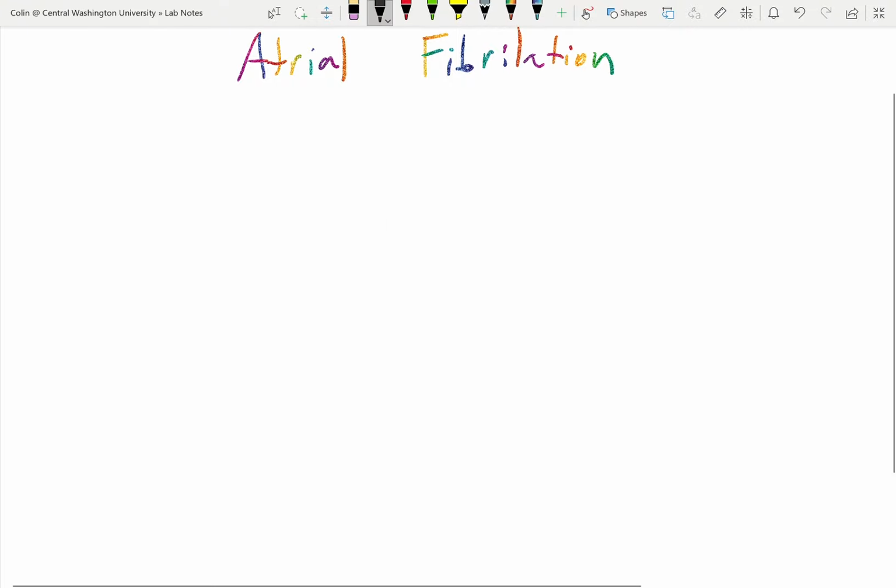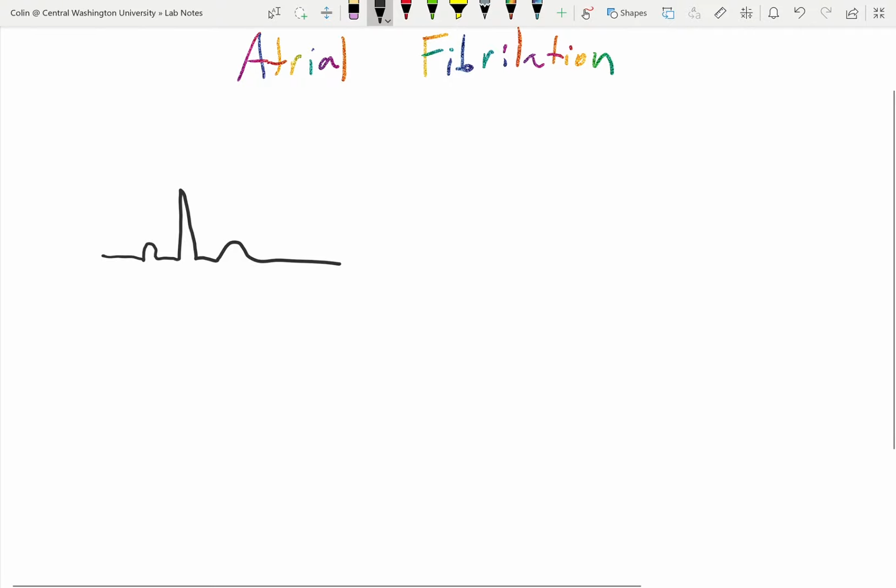Good, that was easy. All right. So again, our normal heartbeat looks like this, right? Our P, our QRS, and our T, everything's working fine. And that pattern would just repeat on and on and on.